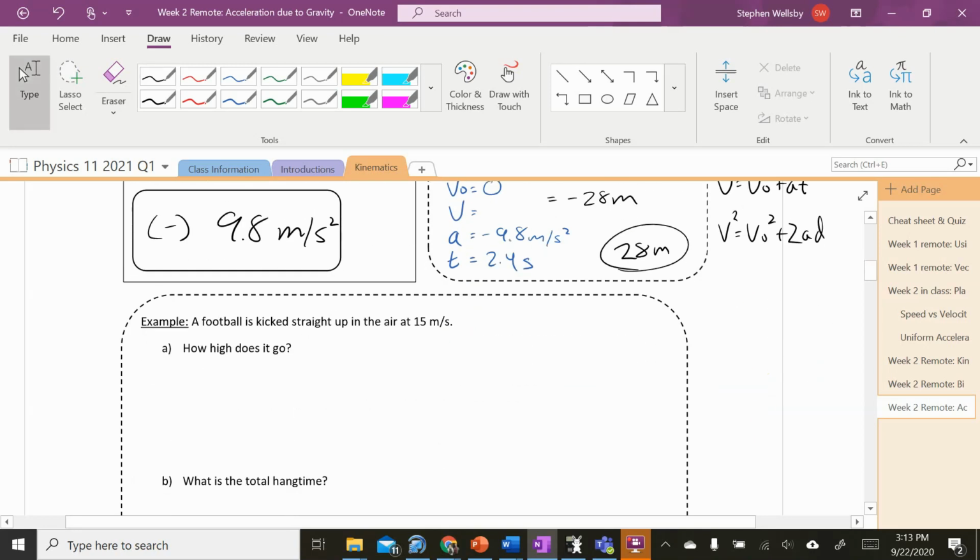Now for this next example, we've got a football kicked straight up in the air at an initial velocity of 15 meters per second, and we're trying to solve how high it goes. So if you want, please pause the video, think carefully about what those 5 variables are, the d, v naught, v, a, t, and see if you can figure out how to solve it. If not, pause the video in another few seconds and I'll give you a little clue in the meantime.